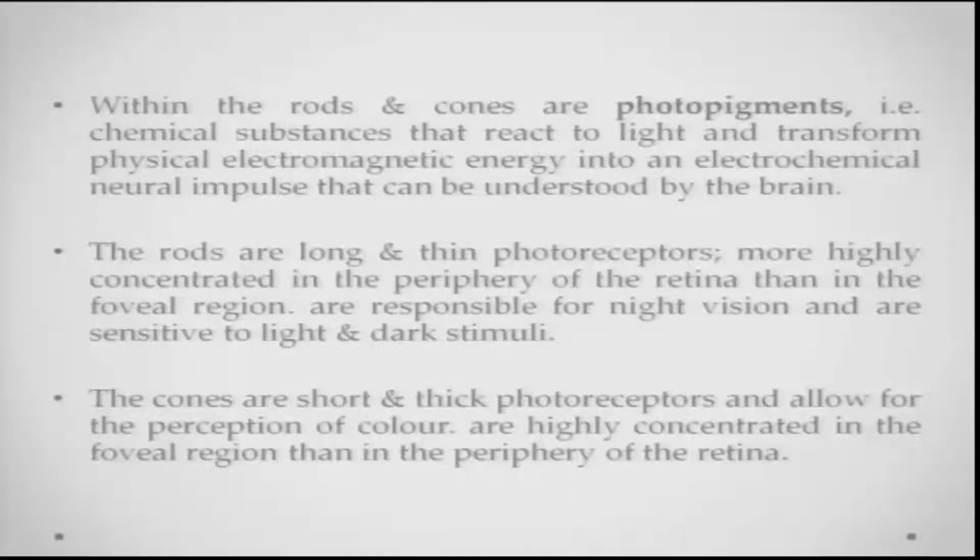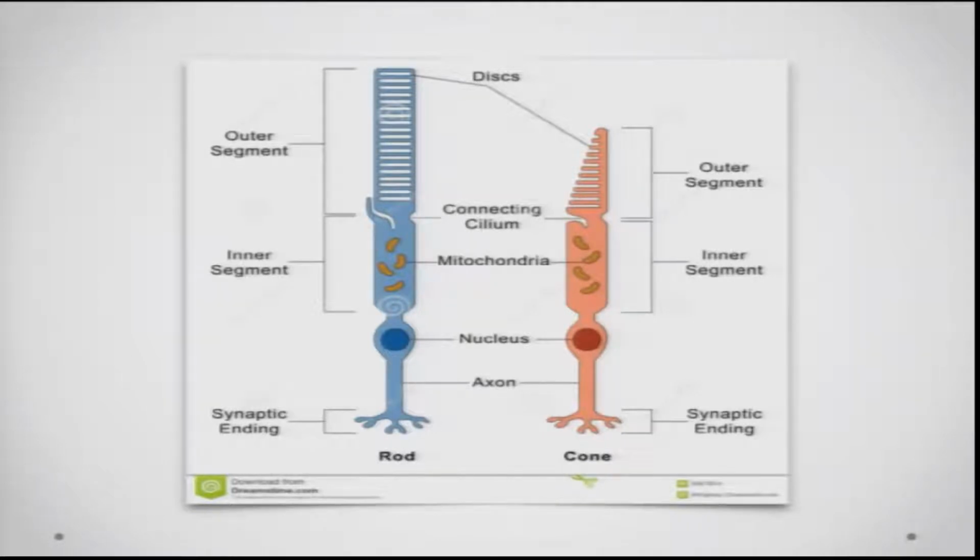The cones are very short, slightly thicker photoreceptors, and they allow for the perception of colors. They are highly concentrated in the foveal region rather than in the periphery, because this is where the light is focused more. This is where the acuity, really seeing shapes and really seeing colors, is best. So the rods are more sensitive to black and white, and the cones are more sensitive to different kinds of colors. Here you can see the difference between rods and cones. They are not only structurally different, they are also functionally different, as we discussed already.